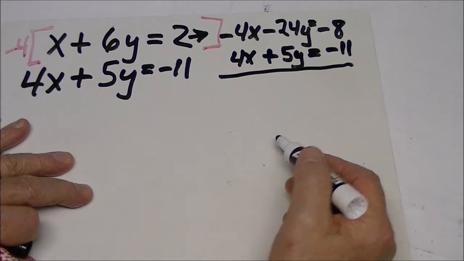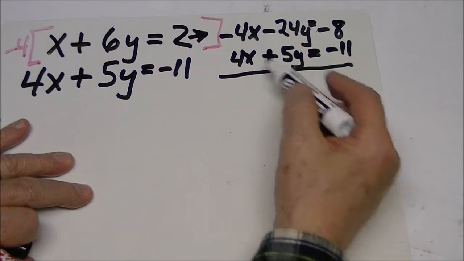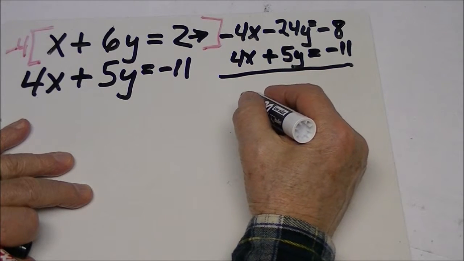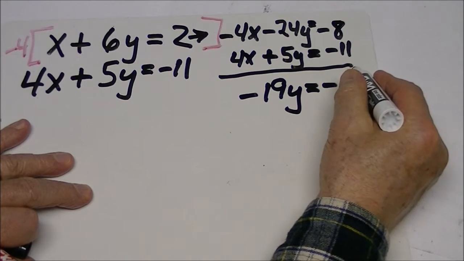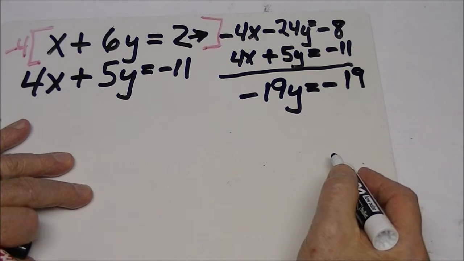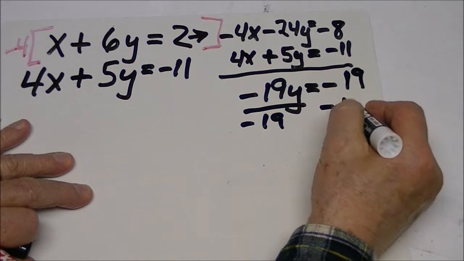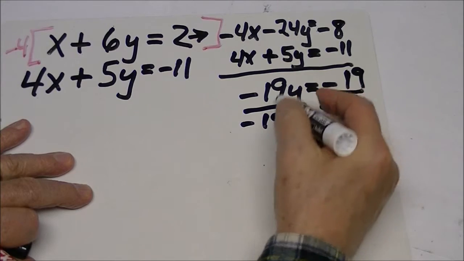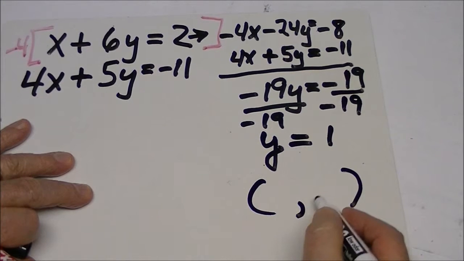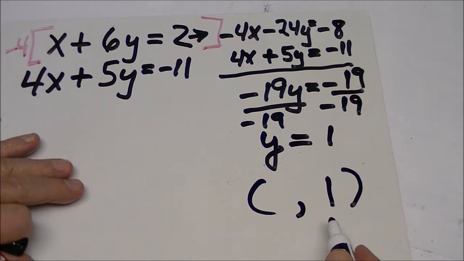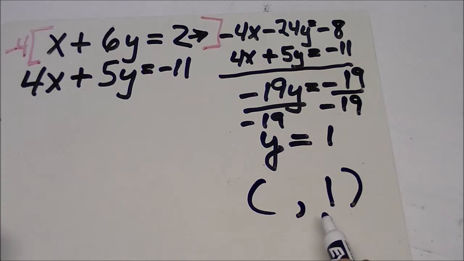So now, when I put my line and I add up my like terms, here the x's cancel out, and here I'm left with a negative 19y equals a negative 19. So, again, I divide both sides by a negative 19. I get y equals 1, and that's what we had earlier, that y is 1. Sometimes we might have reversed letters, but not here.